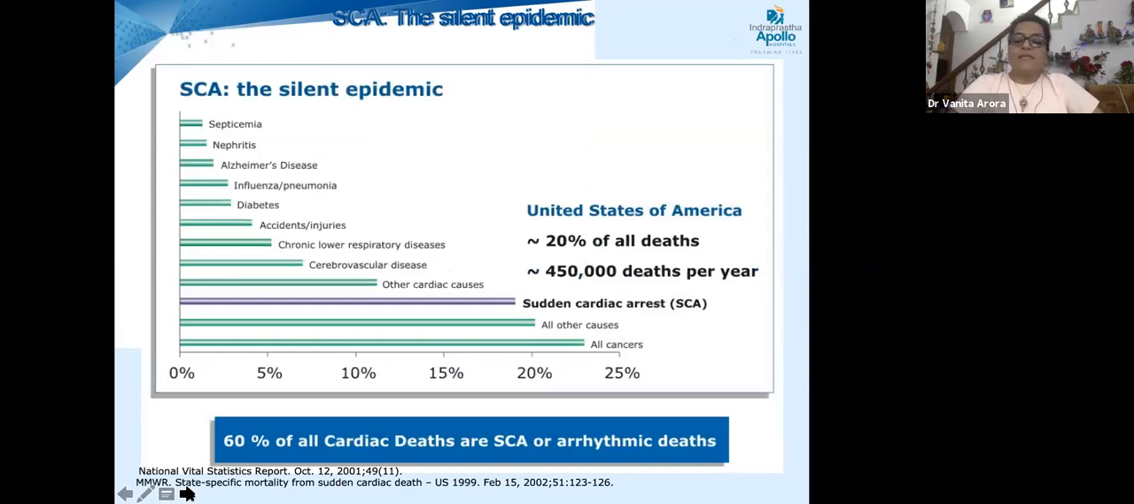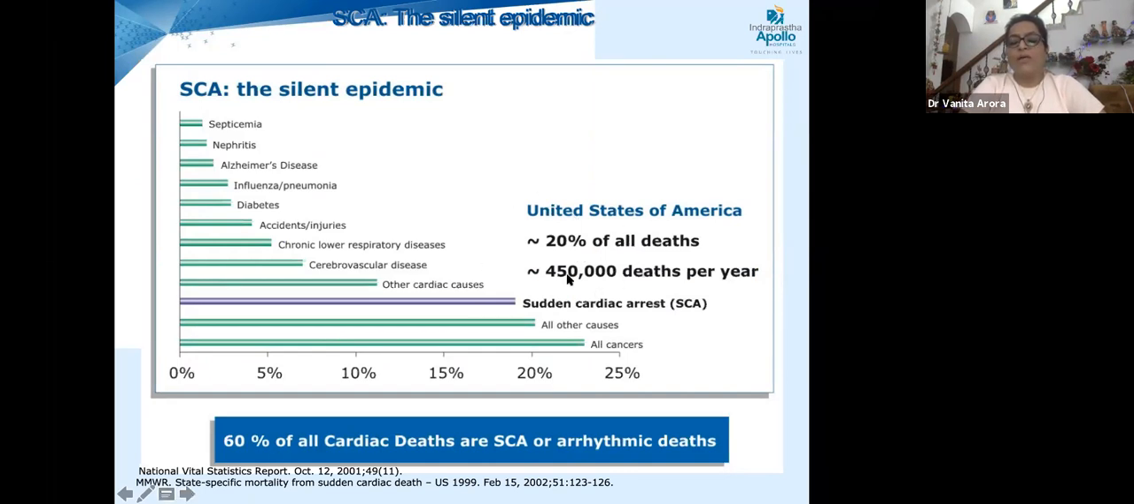And sudden cardiac arrest has a huge impact. We don't have any data from India. Please understand, in India we are lacking data on sudden cardiac arrest. There are very few, in fact three studies, which have come out from India. One is from the south, one is from All India Institute of Medical Sciences, and there is one other small study, but with a very small number of patients.